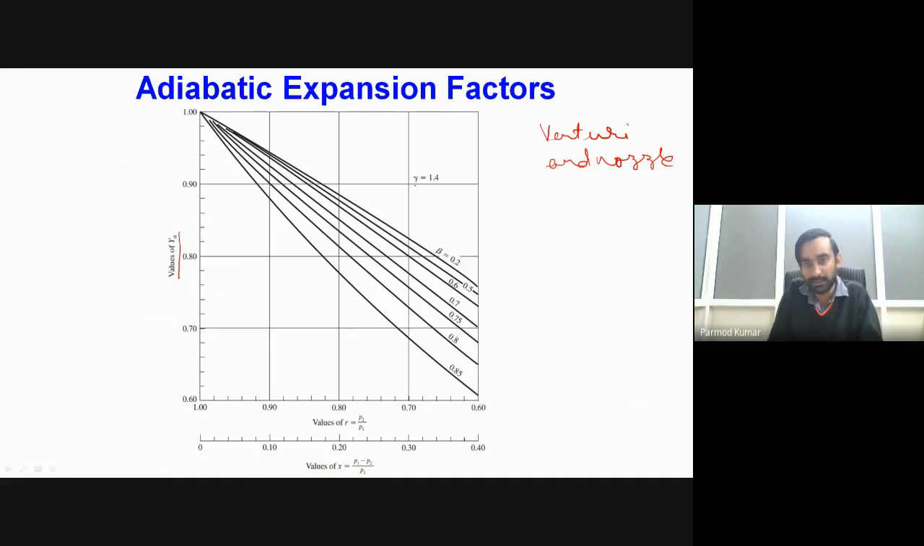This is plotted for gamma equal to 1.4, and we have different values of beta. Here beta is the ratio of d by D. In the abscissa we have the ratio of pressures P2 by P1, and this is also represented as the X factor, which is called (P1 minus P2) by P1. Depending upon the different values of pressure ratio, we can determine the value of this adiabatic expansion coefficient.